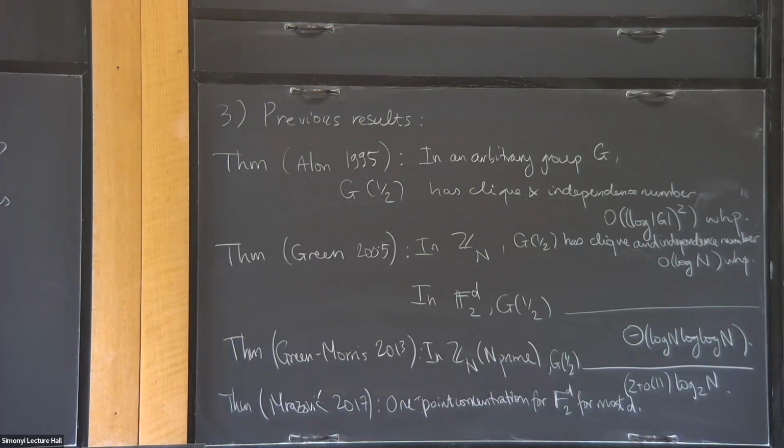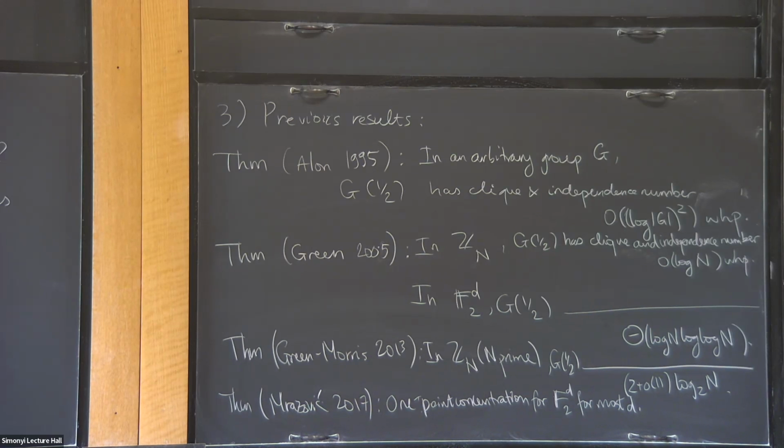Concentration means that there is only one value. There is almost surely the size is one particular value. Exactly. Yes. And so do we know that Alon's conjecture is true for F2 to the D? Like that there is some Ramsey Cayley graph?